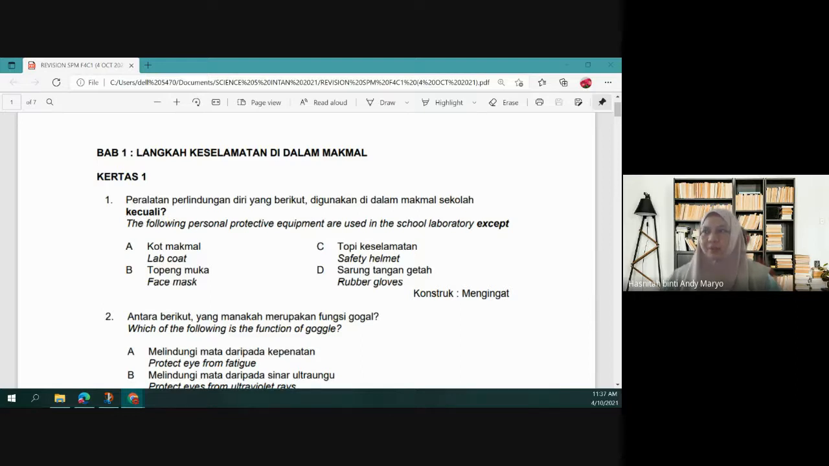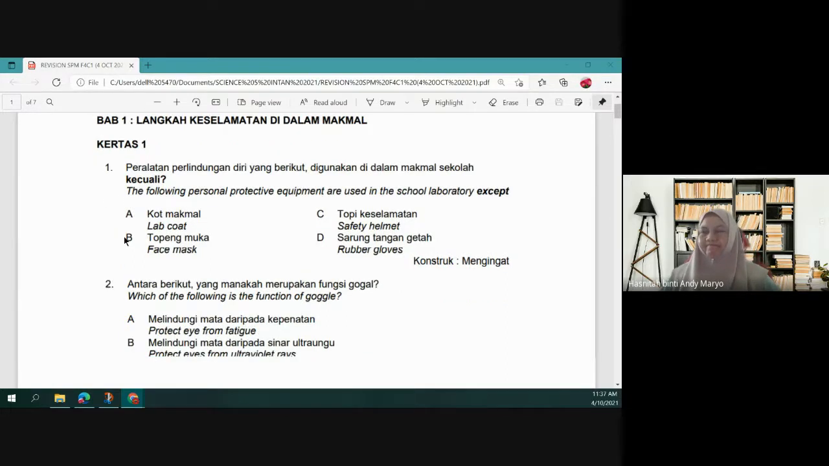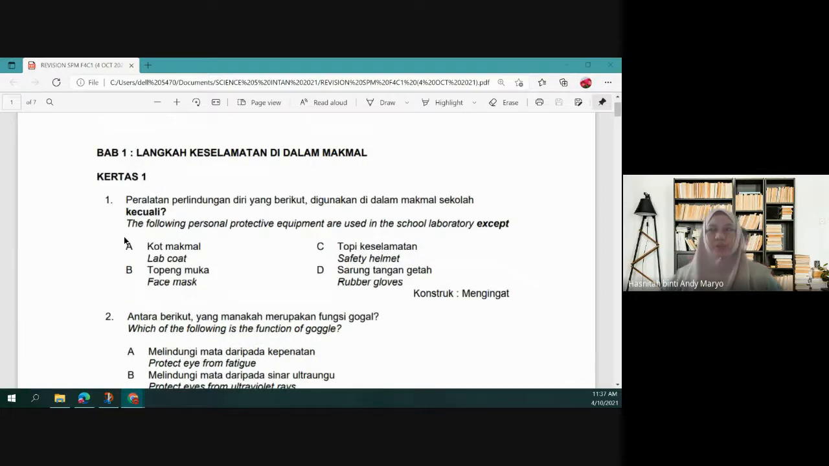Okay, so today we continue with our discussion, our revision on the first chapter, on chapter 4. It is again safety precaution in the laboratory. So for today, we are going to discuss paper 1, a few objective questions. There are altogether 10 of them. And also later on, we will check on paper 2, section B. Okay, so are you ready to go, students? So if you are good to go, let us first check on the first question.